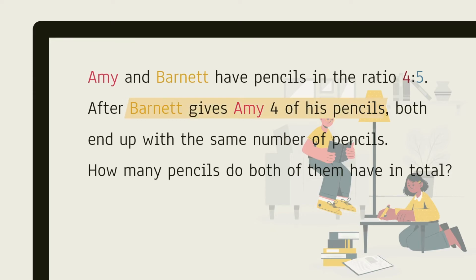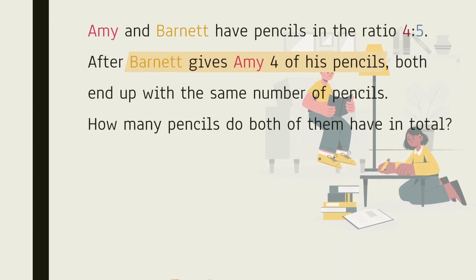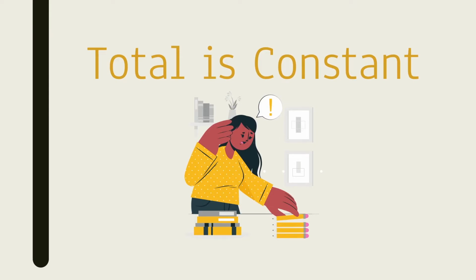The key phrase here is that Barnett gave Amy 4 of his pencils. This means Barnett lost some of his pencils, but Amy gained some pencils, so it cannot be the first type. Since they are only exchanging pencils amongst themselves, the total number of pencils remains the same. Thus, this question is the type total is constant.